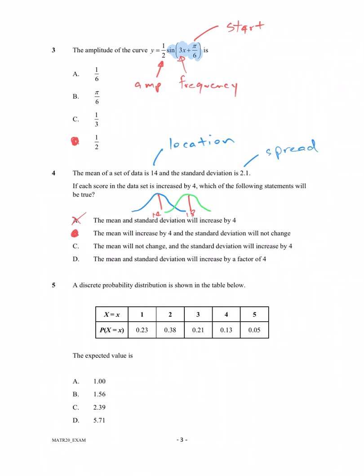All right, question 5 is a discrete probability distribution. I'm asked to find the expected value, the mean here. Well, my mean, I'm going to be able to say is going to be 1 times 0.23 plus 2 times 0.38 plus 3 times 0.21, 4 lots of 0.13, sorry, and 5 lots of 0.05.